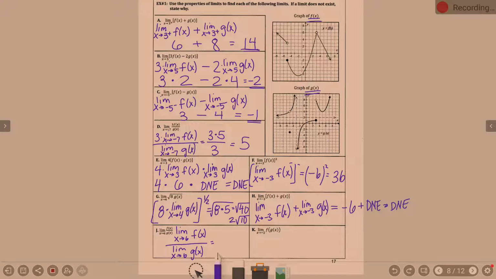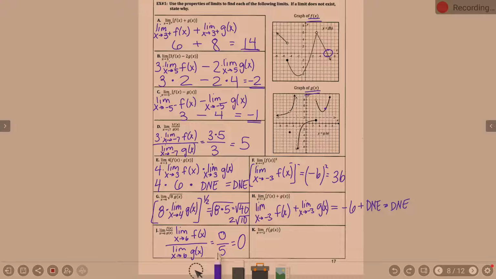Okay, what do we have here? Limit as x approaches 6 of f, 0. Divided by, what about the limit as x approaches 6 on g? 5. What is 0 divided by 5? 0. If 0 was in the denominator, we'd be talking does not exist. Or infinity. We'll deal with that situation when we get there.